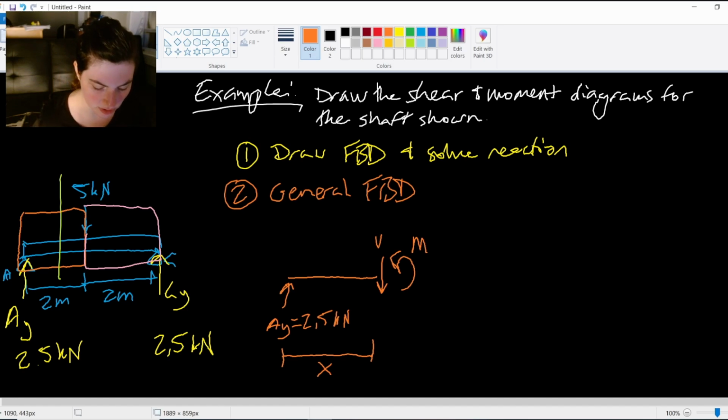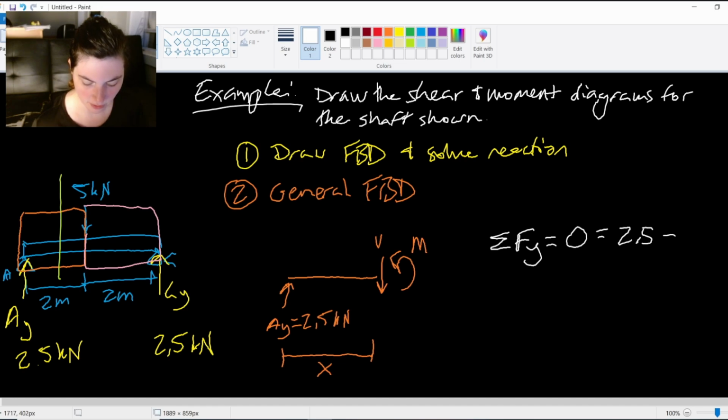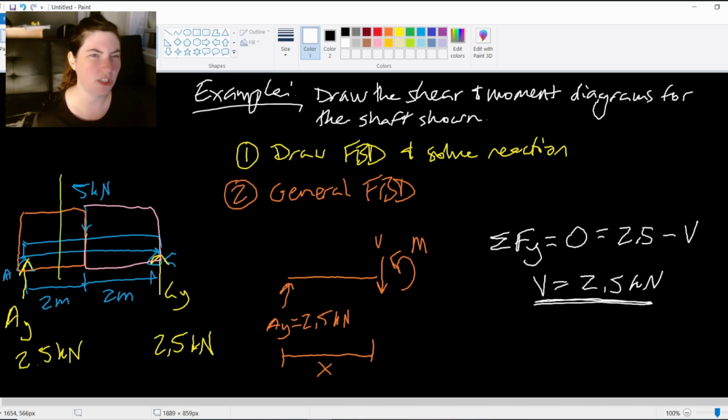So if I were to do the sum of my forces in the y direction here equals 0, I would have 2.5 minus V. That's pretty straightforward, right? And when I solve, I get that V equals 2.5 kilonewtons. So that's pretty straightforward. That's basically an answer.